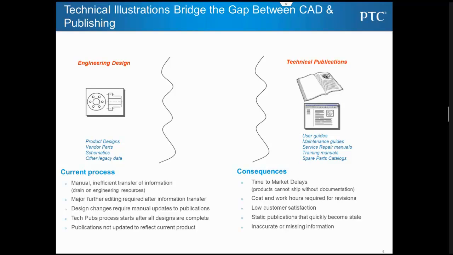So time to market suffers with that kind of manual, inefficient transfer of information. If there are any changes, they might not be communicated effectively, resulting in costly rework for the technical publications team, and a massive backlog on time.